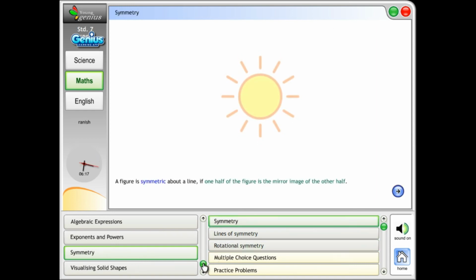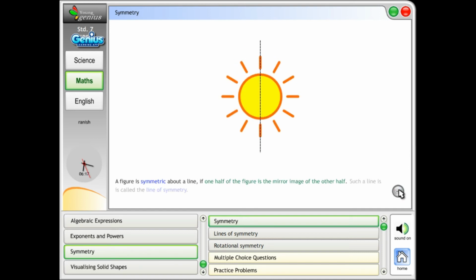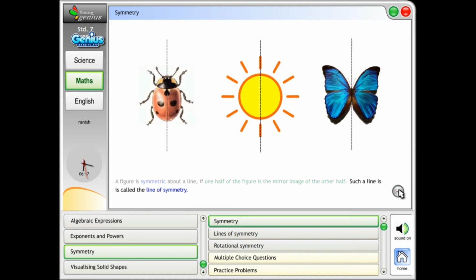Symmetry. A figure is symmetric about a line if one half of the figure is the mirror image of the other half. Such a line is called the line of symmetry.